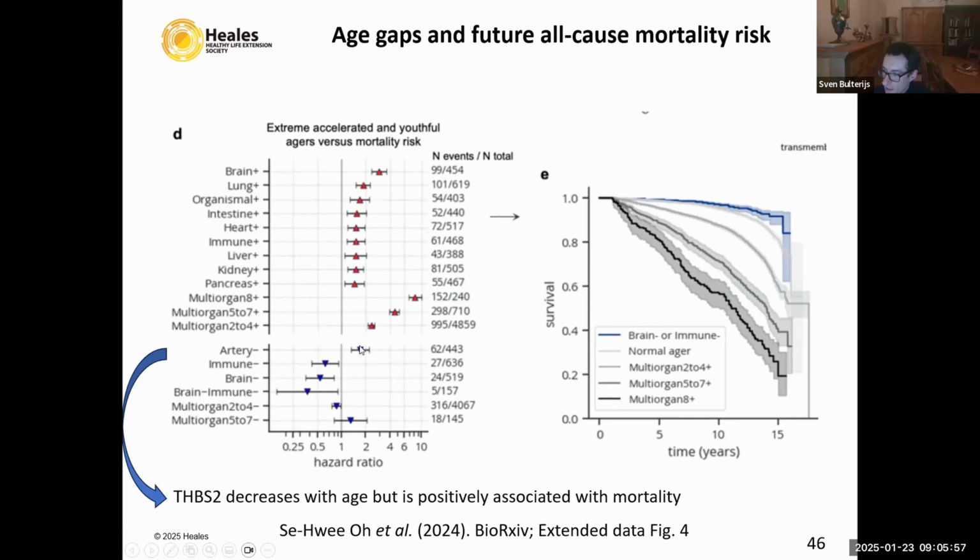But for example, here you see that people who have young arteries are actually accelerated agers. And the authors mentioned that the reason for this may be that this specific protein that was very important for the artery clock, had a big weight to it, is actually decreasing with age, but it's positively associated with mortality. So that comes a little bit to what Josh was talking about.